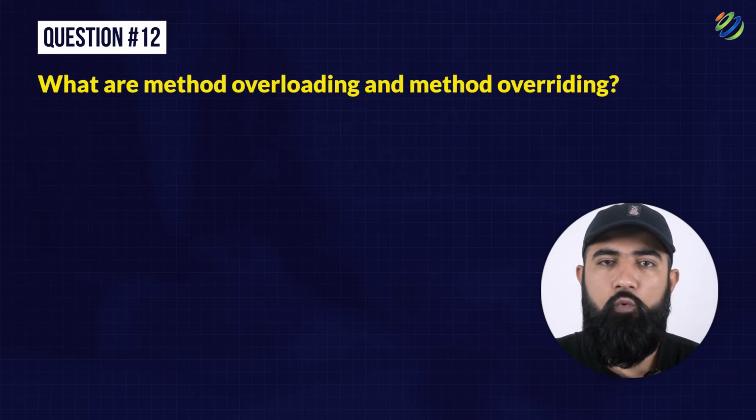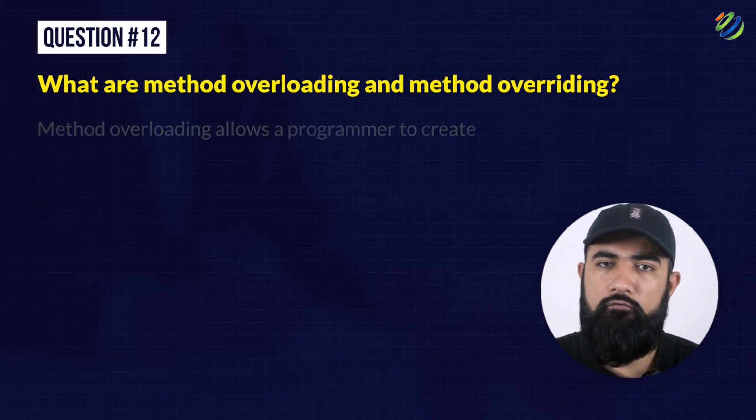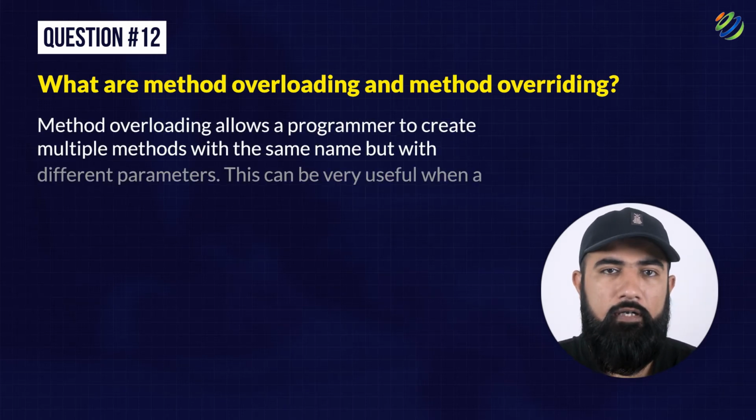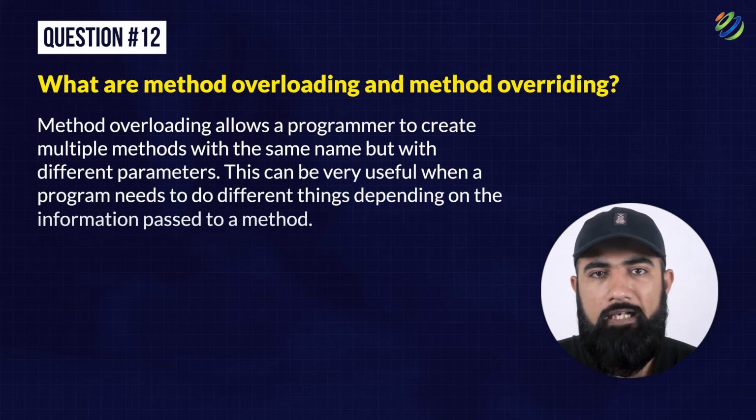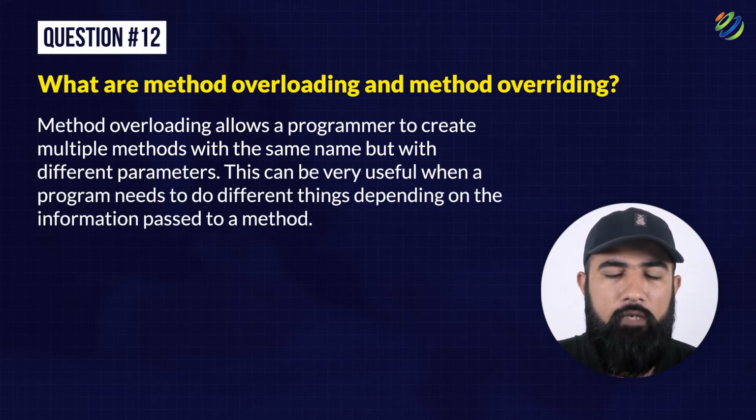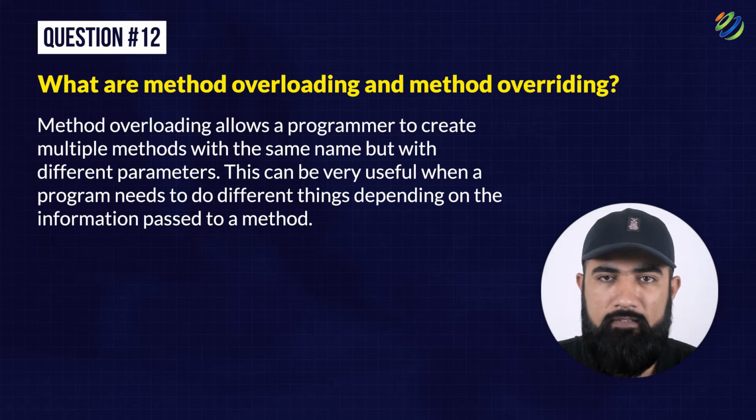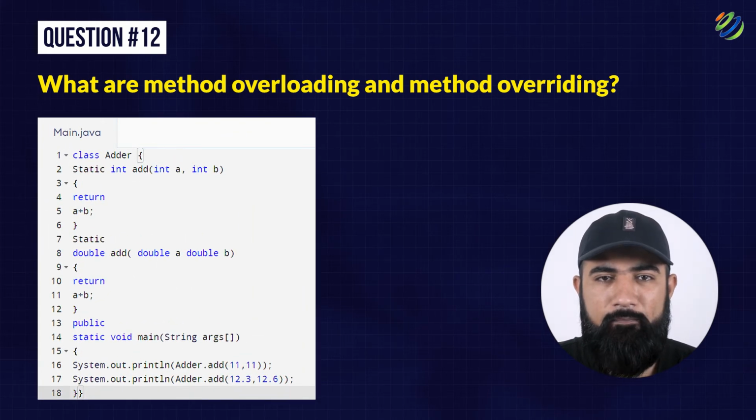Number 12. What are method overloading and method overriding? First of all, I'll talk about method overloading. Well, method overloading allows a programmer to create multiple methods with the same name but with different parameters. This can be very useful when a program needs to do different things depending on the information passed to a method. Let's have a look at an example.